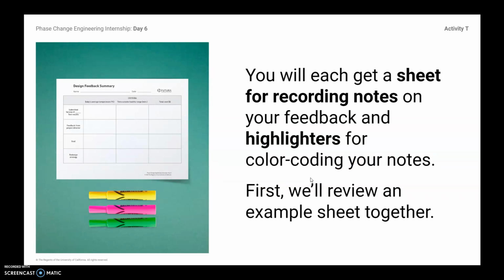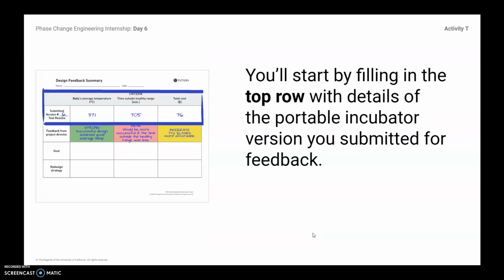All right, you will each get a sheet for recording notes. Now this should be in your packet already, and you're going to need highlighters for color coding your notes. First, we'll review an example sheet together. So you'll start by filling in the top row with the details of the portable incubator version that you submitted for your feedback. So you'll put the temperature, the time, and the total cost from the one that you decided to submit so that you could get feedback in day 5.